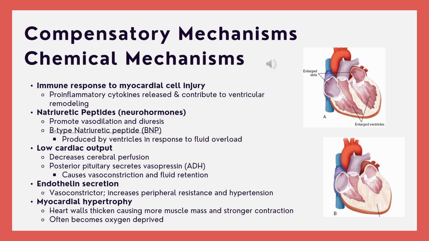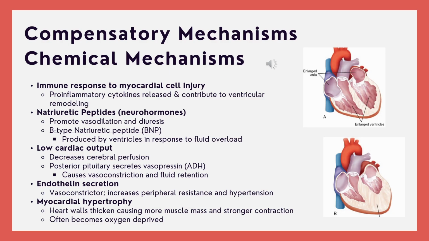Fourth, we have endothelin secretion. So endothelin is a potent vasoconstrictor. It's released by the endothelial cells when they are stretched. It increases peripheral resistance and blood pressure, which again is going to worsen our heart failure.